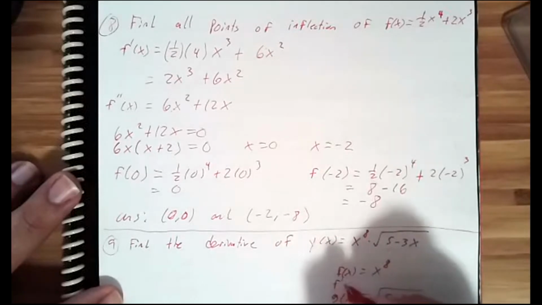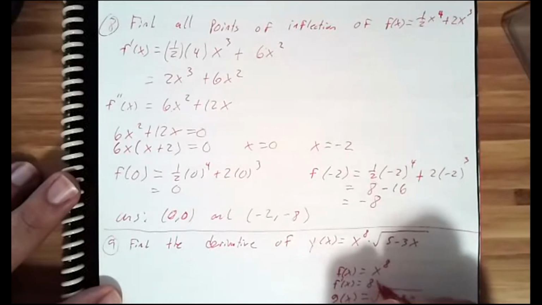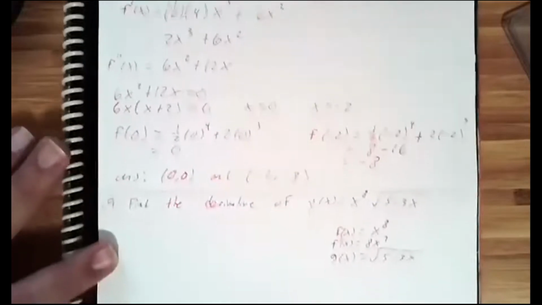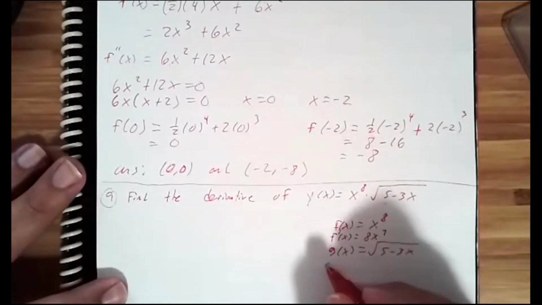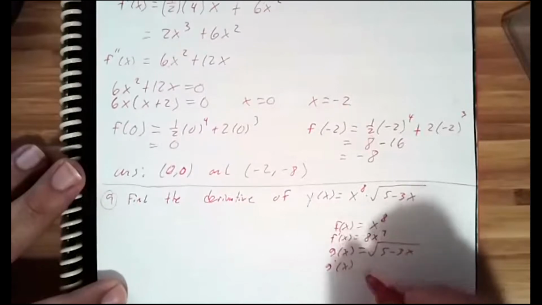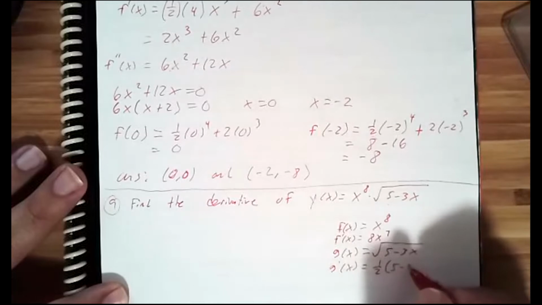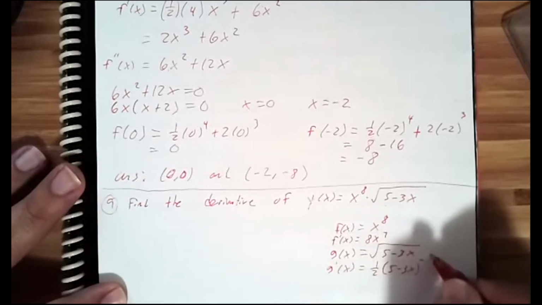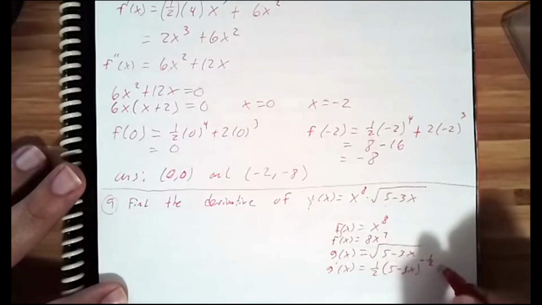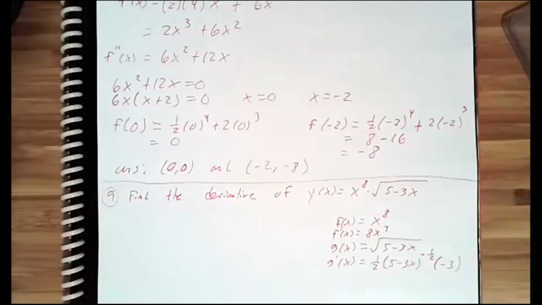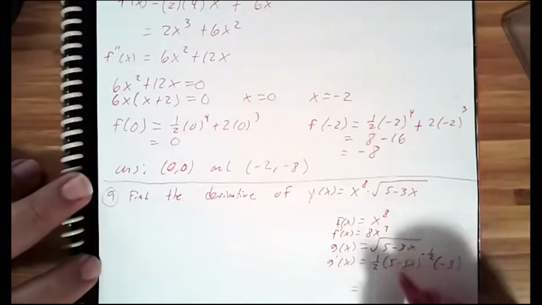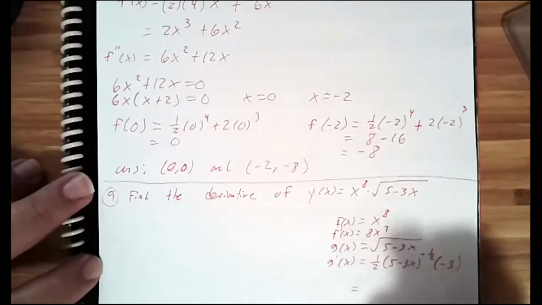The derivative will be 8x to the 7th. Derivative of this guy will be 1/2 times 5 minus 3x to the -1/2, times the derivative of the inside, which will be -3. Any questions about this chain rule?